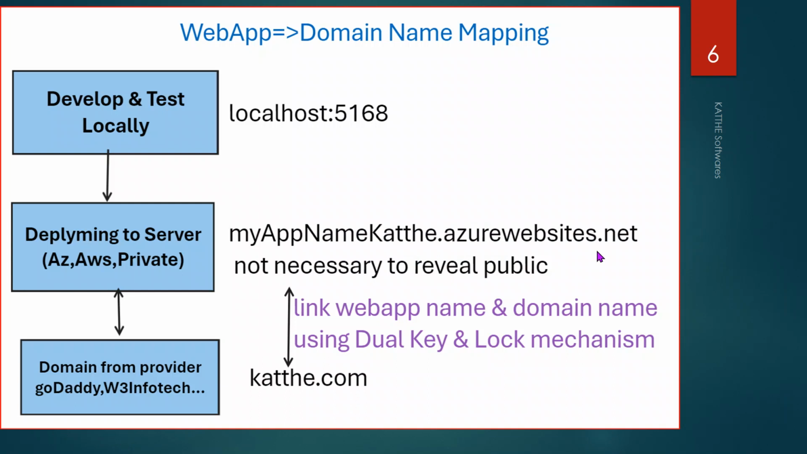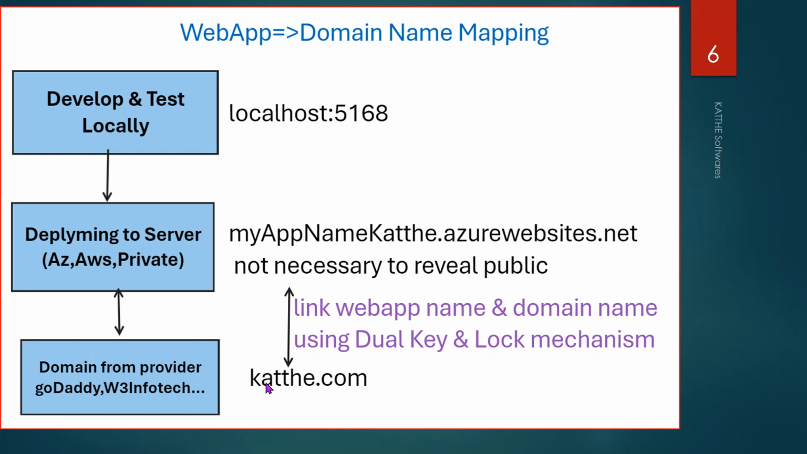Okay, so when you deploy it to any server or cloud provider, you will get an IP with one particular name mapping. That is given by the web hosting provider. For that, you need to host it with some name. For example, in my case katte.com. Here I'm trying to showcase that this name is my brand name, for example.